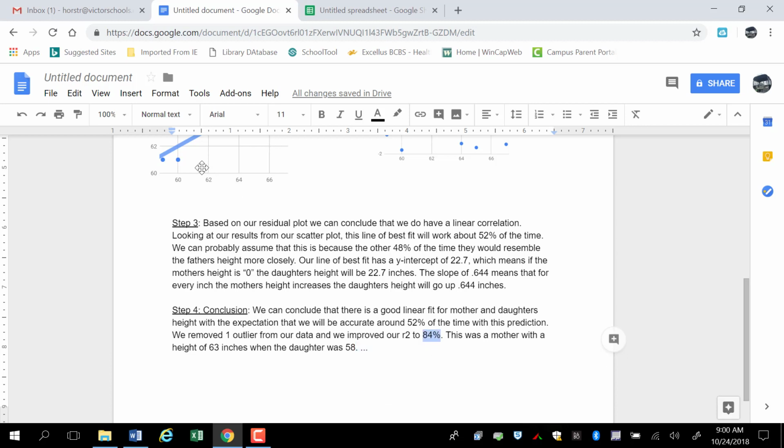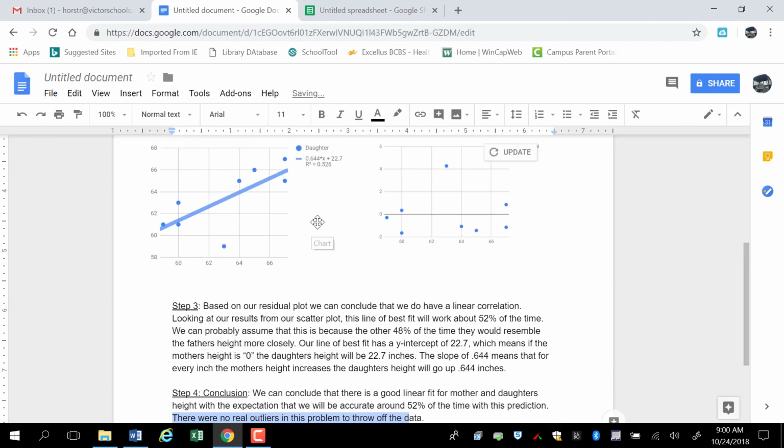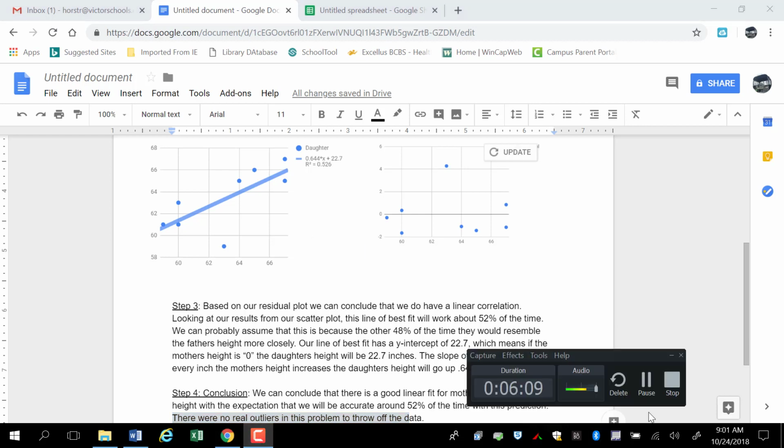Now, if you didn't want to remove that outlier, you could go back a little way and just stick with your prediction here. So rather than saying I removed the outlier, you can just stick with your original set of data, which is the 52.6, and just say it's about a 50-50 prediction. Hope this helps. Good luck.